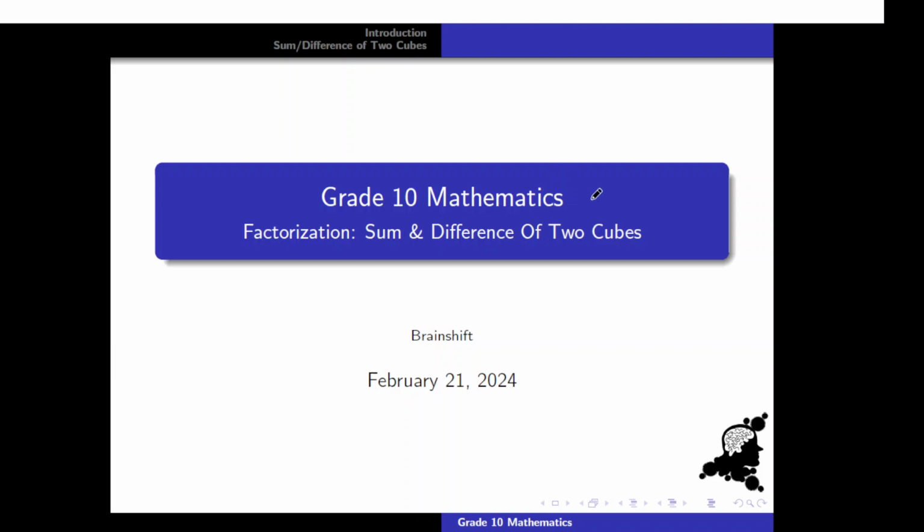Welcome to this video on grade 10 mathematics, and in this video we're going to have a look at factorizing a sum and difference of two cubes. This is the third video in our series of factorization, covering the basics of what factorization is and the different processes involved when factorizing different types of expressions.